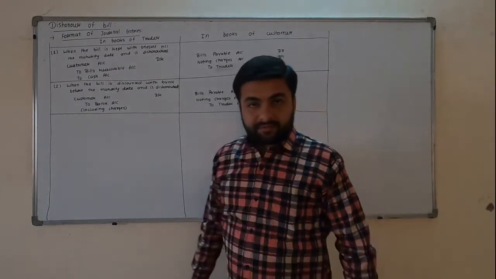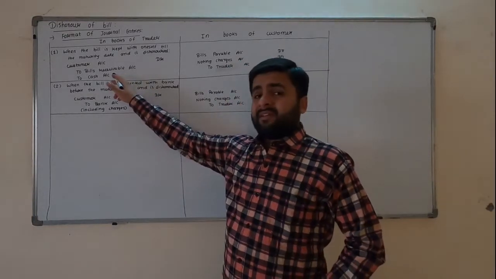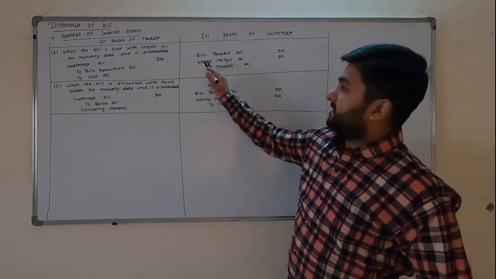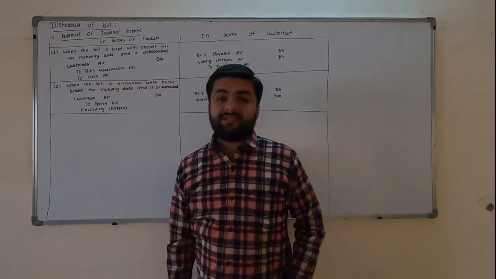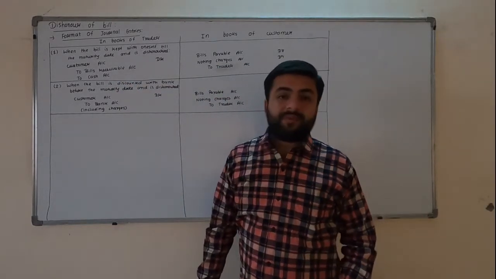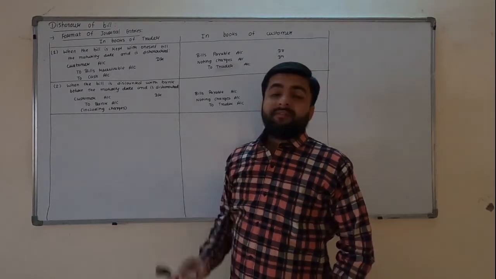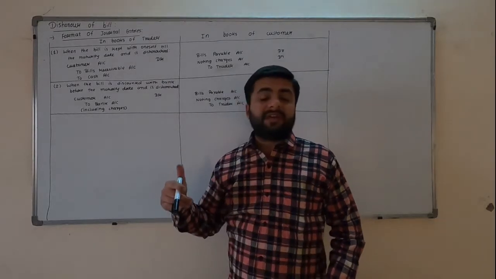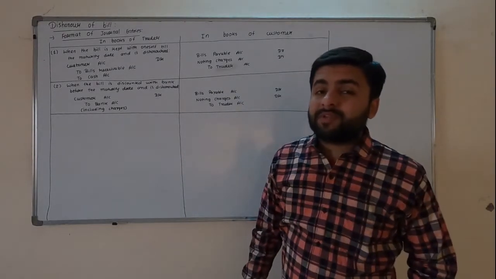Why this type of entry? See, this entry is totally opposite for drawing the bill here also. And additional here is noting charges, here additional is cash. Now why this entry we have to make, I will explain. That we have discounted the bill with the bank before the maturity date. And why we are discounting the bill before the maturity date?